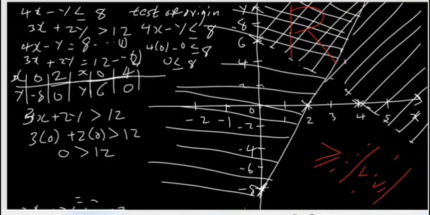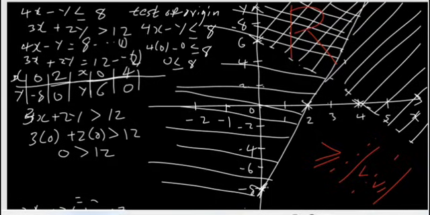For the first one, the test of origin was passed because when we do 4 into 0 minus 0, that will still give us 0. 0 is less than or equal to 8, which is correct. It makes sense. So that means that the origin is satisfying that particular inequality.